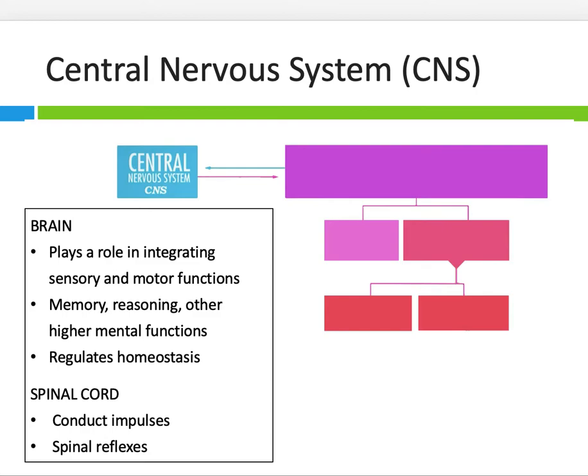The spinal cord is responsible for conducting impulses to and from the brain to the rest of the body, and it plays a role in spinal reflexes. So your spinal reflexes are the reflexes in which input is received, then it goes into your spinal cord, and without going to the brain, the motor function is carried out.